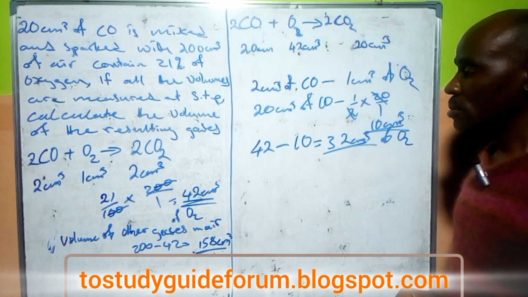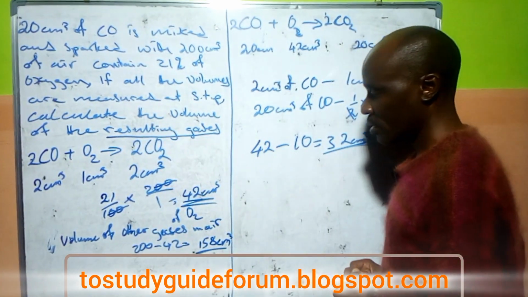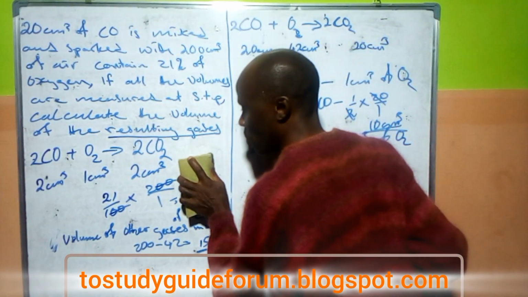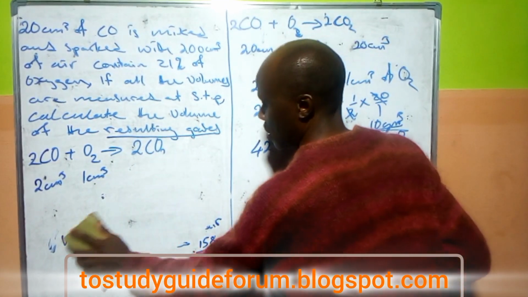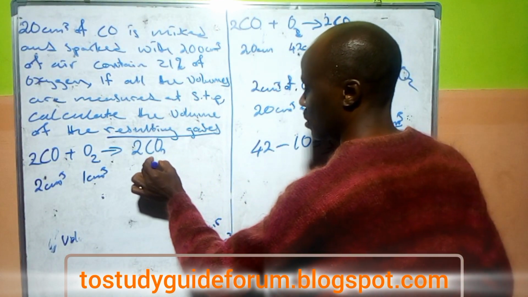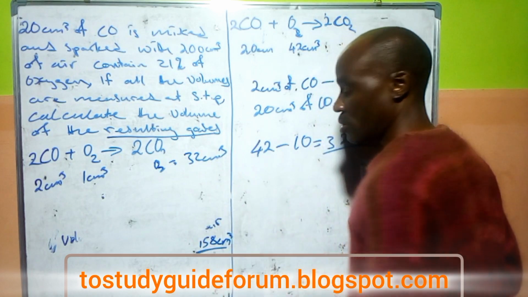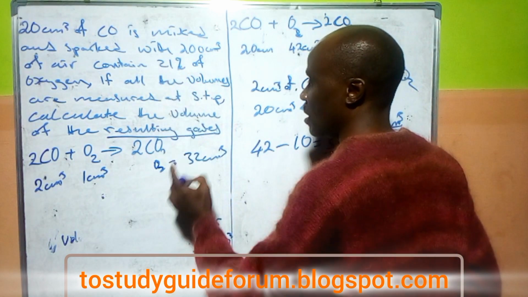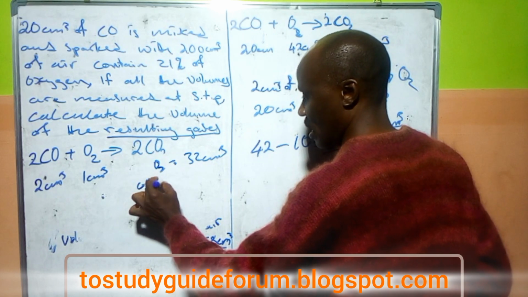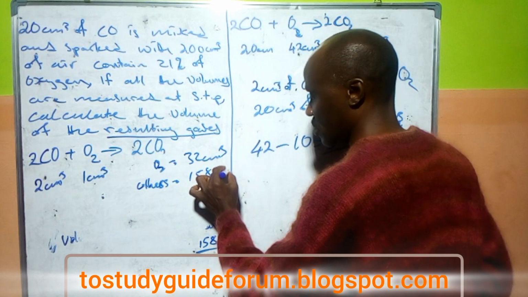Now, note, we are looking for resulting gases. Don't forget. Because we are looking for resulting gases, we've been able to find 2 gases that will remain. Resulting gases, the residual gases we have here now, one of them is oxygen, which is now 32 cm cube. The other gases that did not react in the reaction, we have others, which is 158 cm cube.